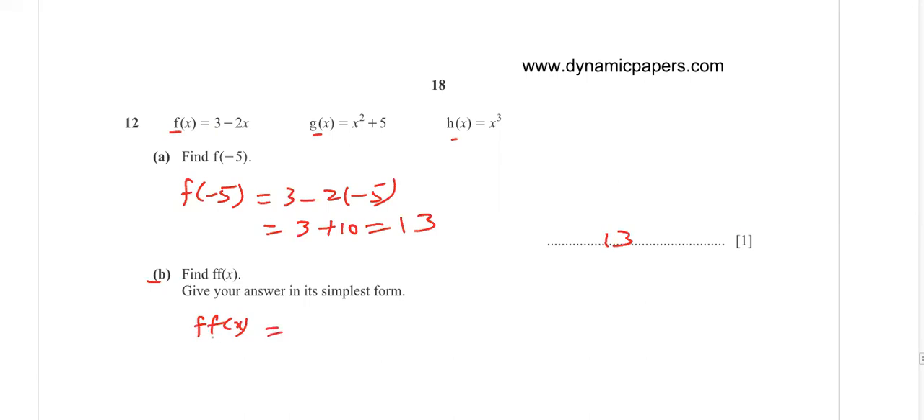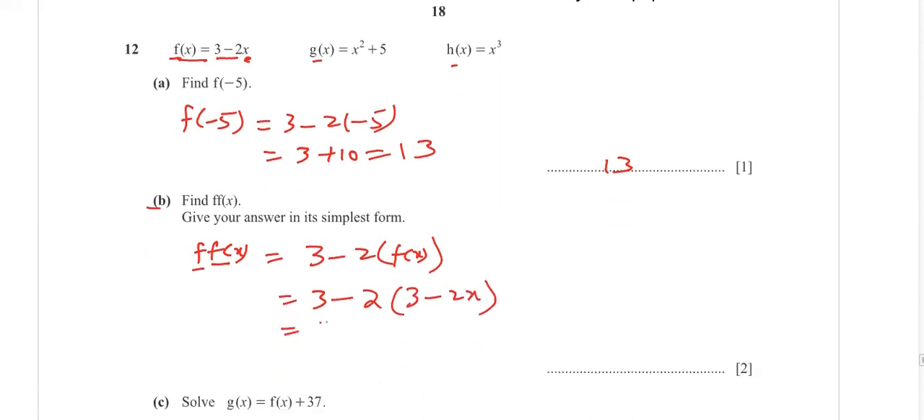Now part B, find f of f of x. What does it mean? It means put f of x in f. This is your f of x. In f, wherever you have x, write f of x. 3 minus 2 into, in place of f of x, write the value of f of x, 3 minus 2x. So we will have 3 minus 6 plus 6x. 3 minus 6 is minus 3 plus 6x. So minus 3 plus 6x, that is the answer.